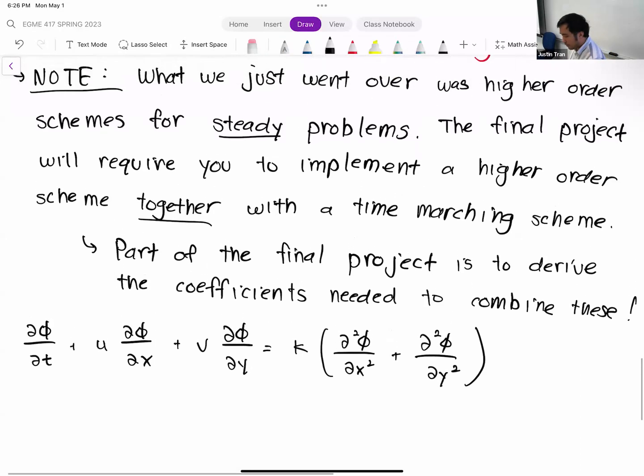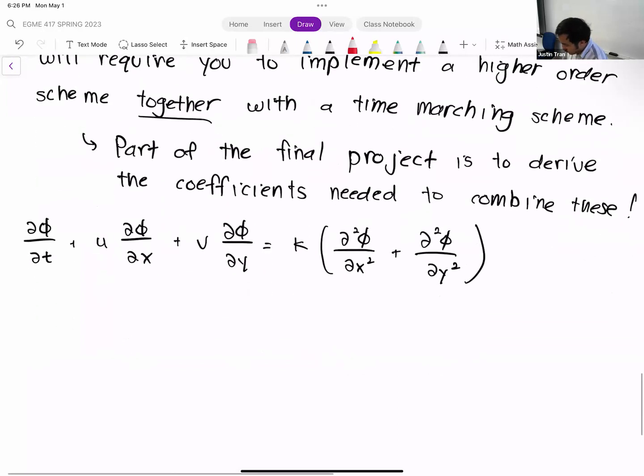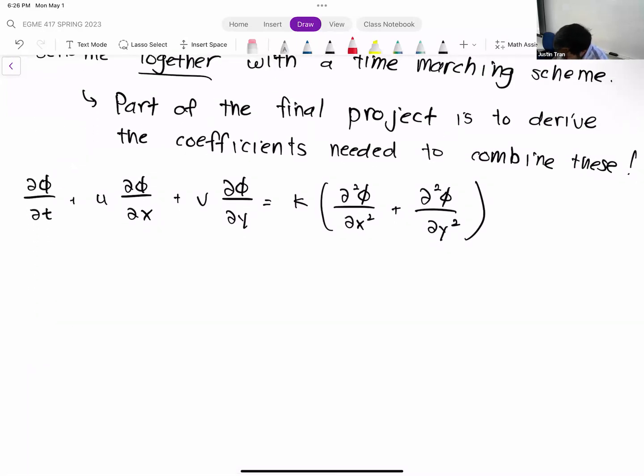All right, so that's the equation for the final project. There's no source term, and so the final project doesn't have a source, and so that's one nice thing here. Okay. All right. And so when you're deriving the coefficients, what you're going to do, just like we've done dozens of times in this class up to this point, is replace each of these derivatives with a finite difference expression. Okay?